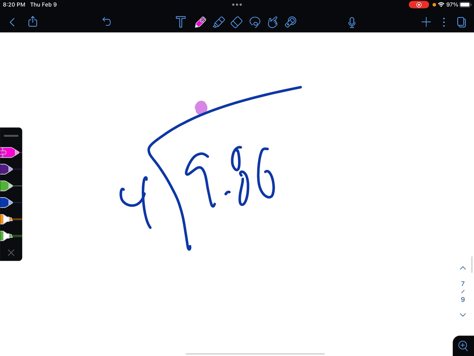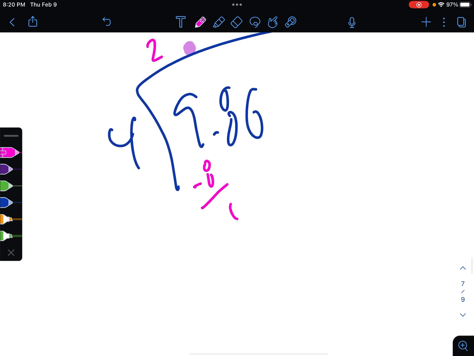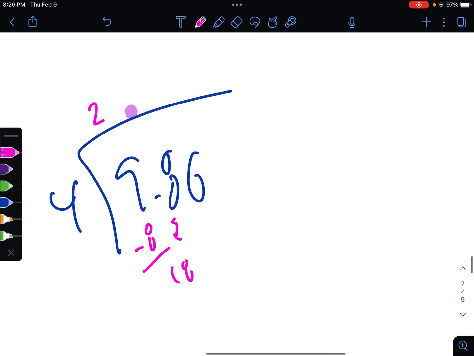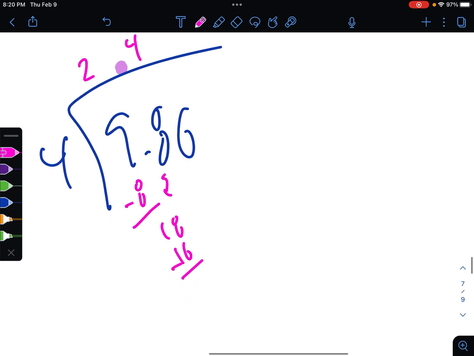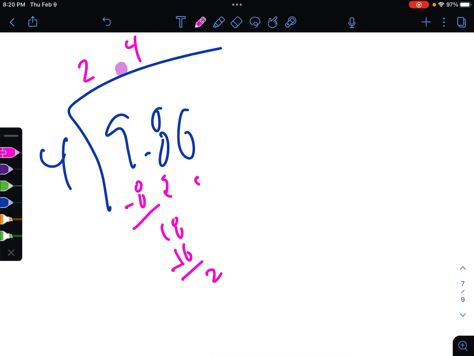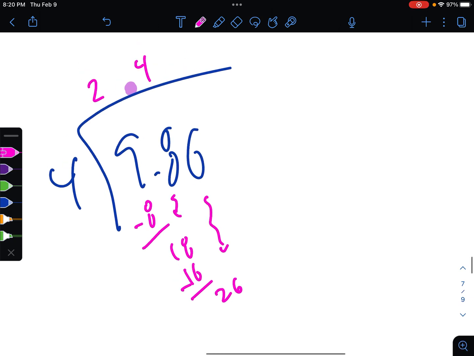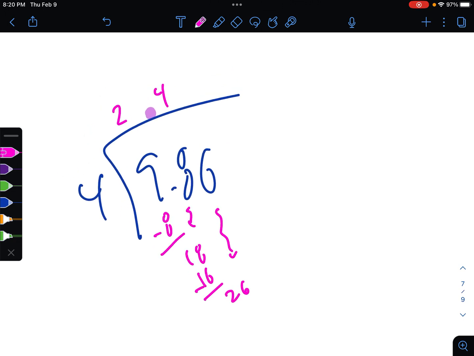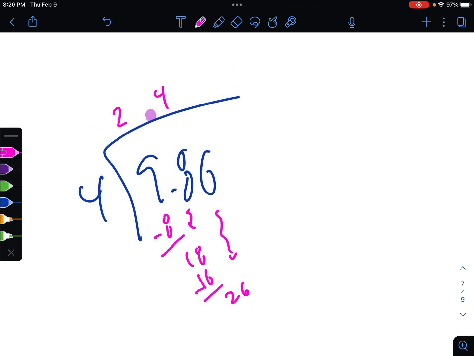Okay, 4 goes into 9 2 times, which is 8. 1 left over, 1 remainder, drop the 8 down. Okay, 4 goes into 18 4 times, right? 4 times 4 is 16. I've got me a remainder of 2. Drop the 6 down. 4 goes into... Oh, it doesn't end. This keeps going. Okay, 4 goes into 26.